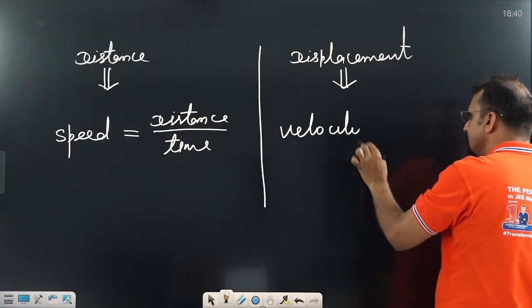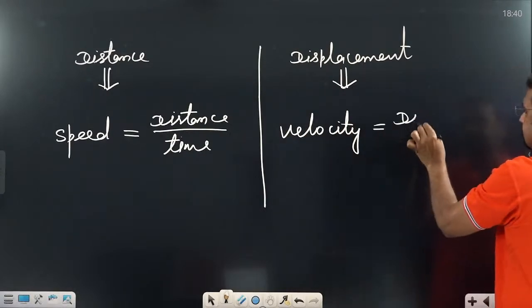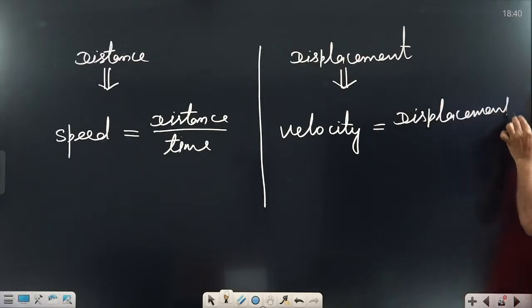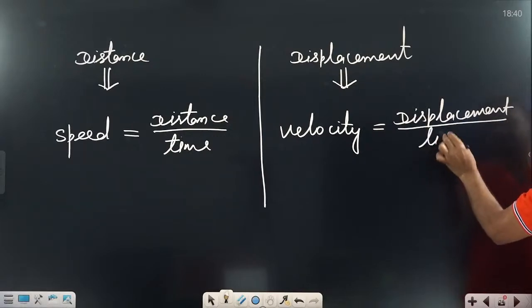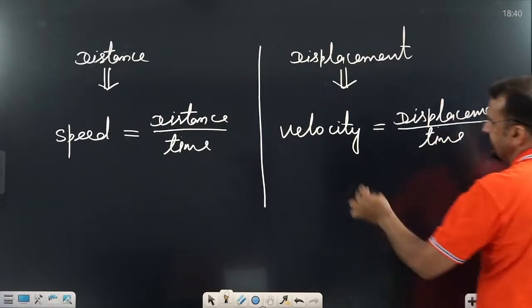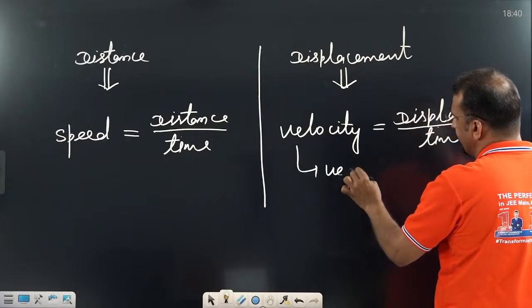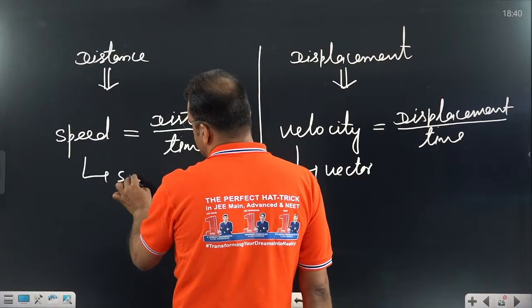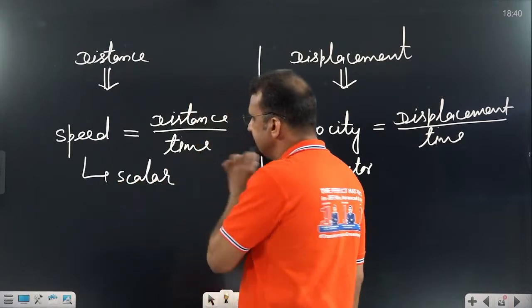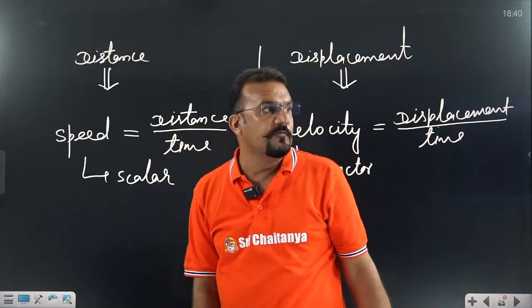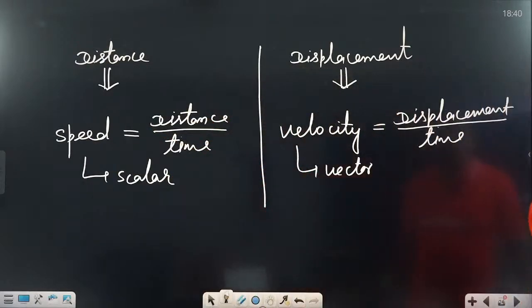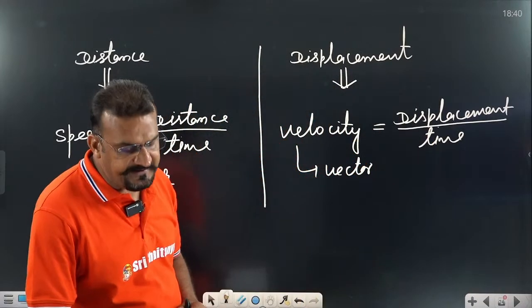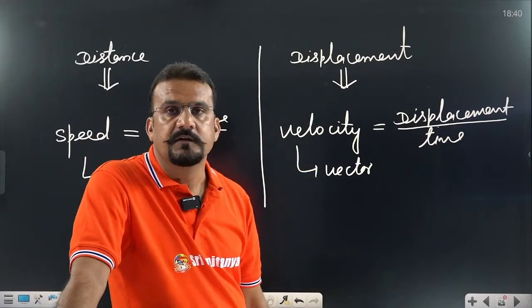In a general way, you can say velocity is displacement over time. Remember the difference: displacement is a vector quantity, that's why velocity is a vector quantity. Speed is a scalar quantity. Yes or no? That means now we can define distance upon time, what is called? This is called speed. Displacement upon time is called velocity. Both are very important. Questions will be asked directly from these topics.